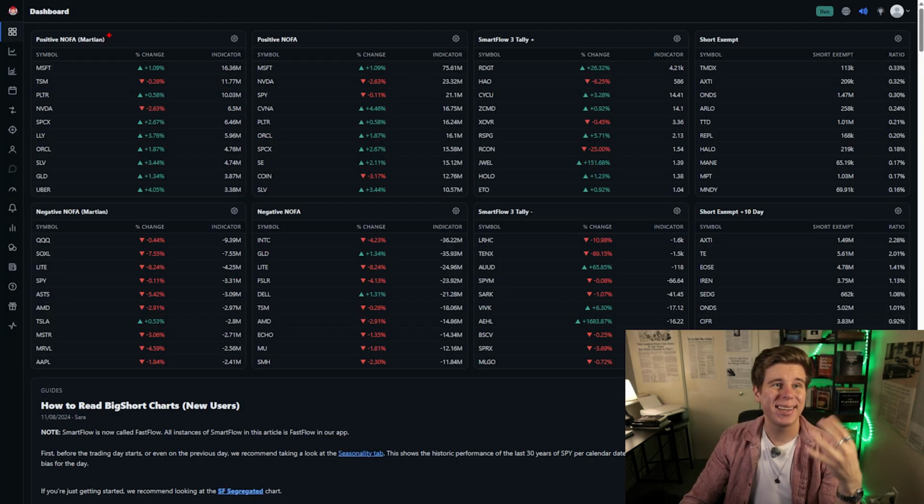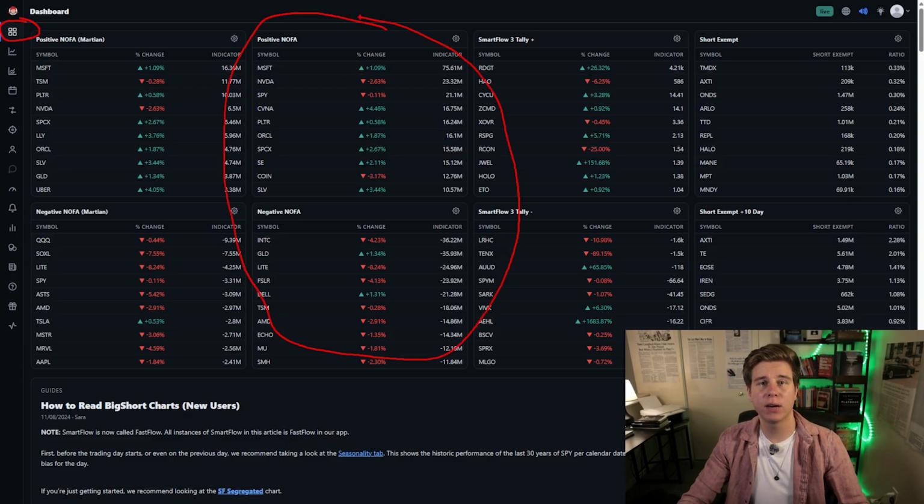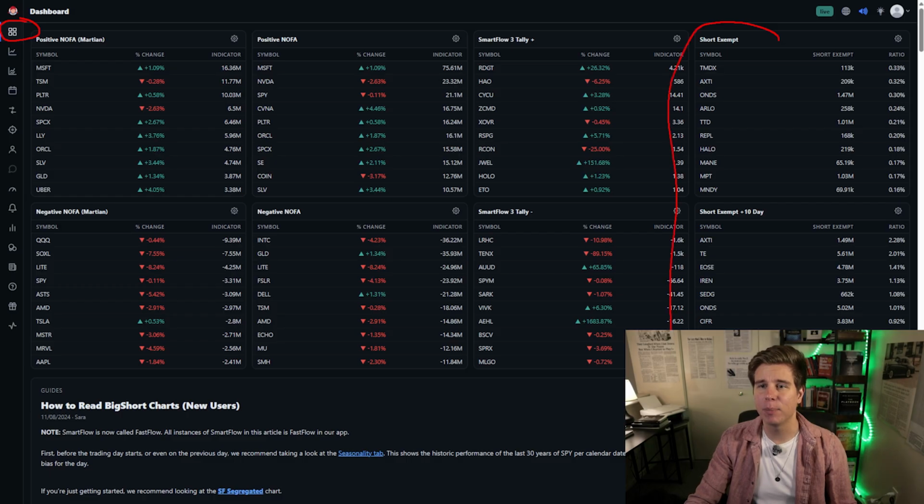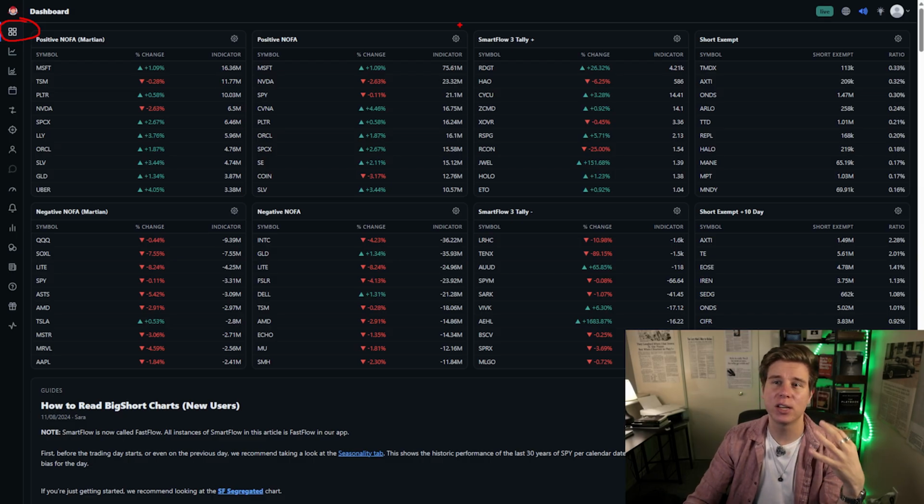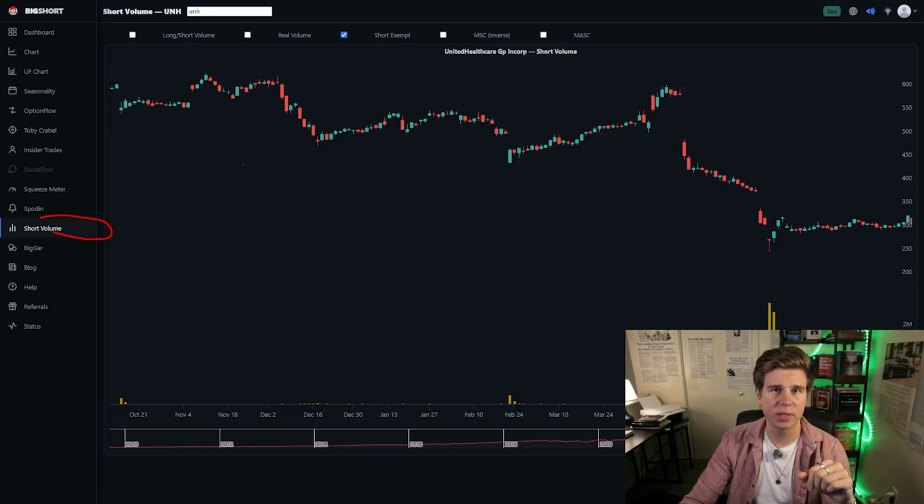The first way to do that is to use the BigShort dashboard and to look at the highest positive or negative NOF tickers, and then to look at the top short exempt tickers. That is also what Tae himself does for some of his swing trades. You can see some of the recs had very high short exempt tickers on that list. Now, short exempt lives in this short volume section under short exempt. And if you click on a ticker in the dashboard for short exempt, it will send you here.